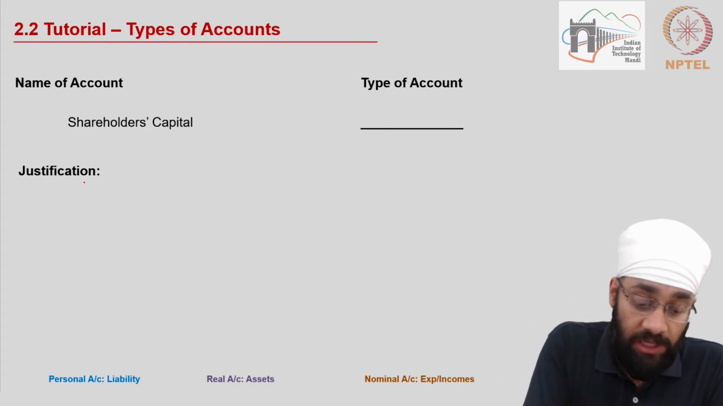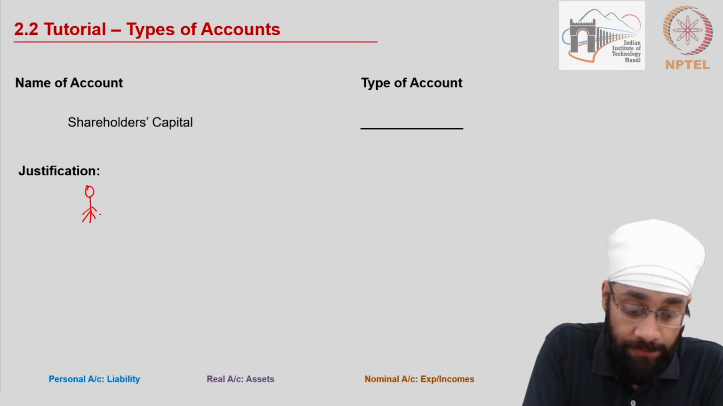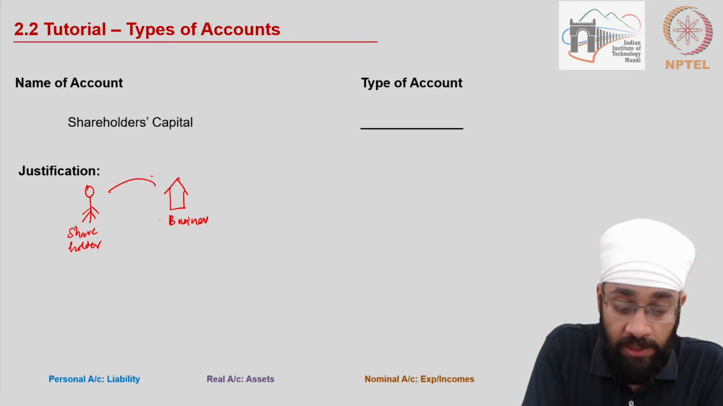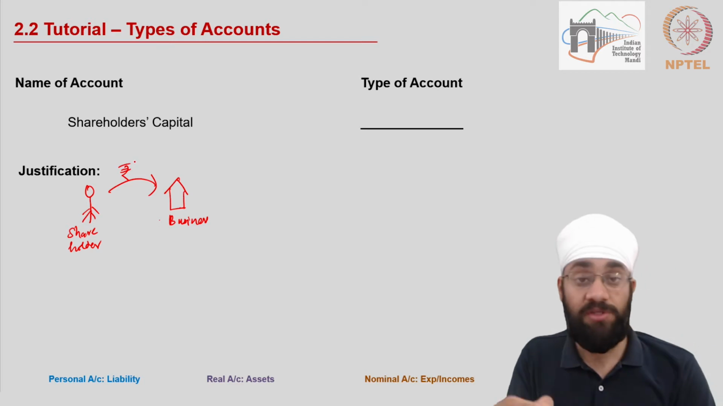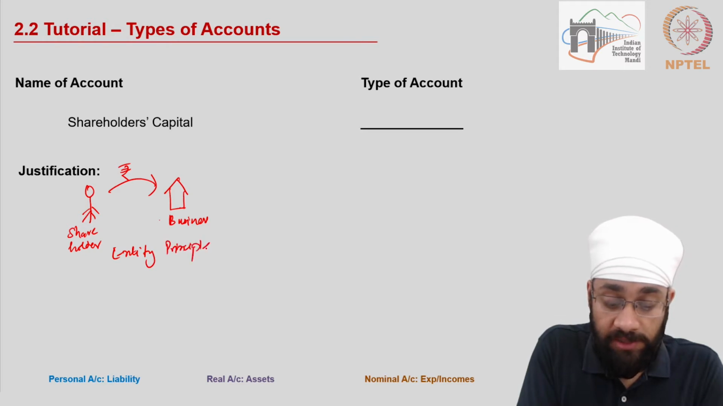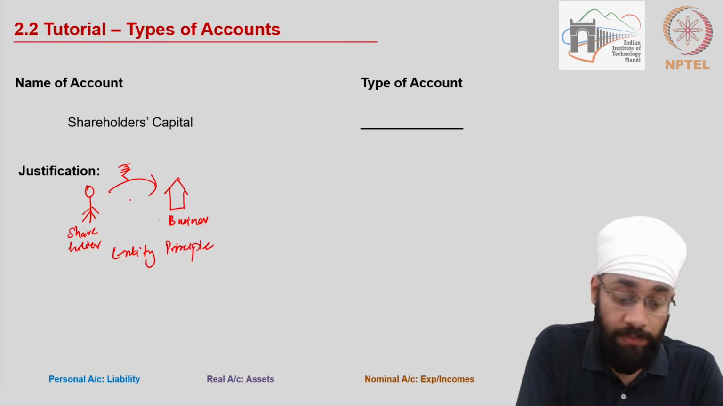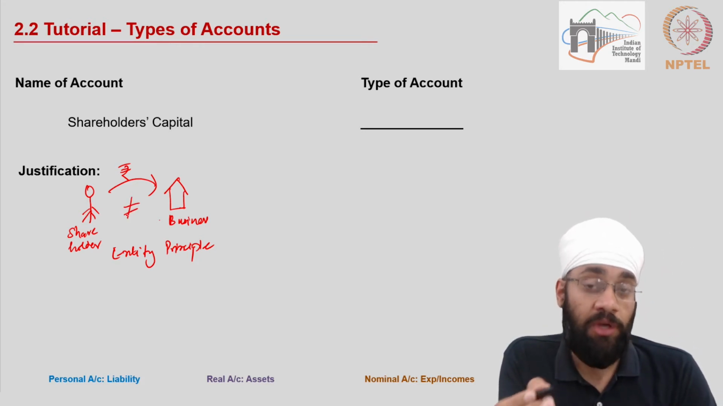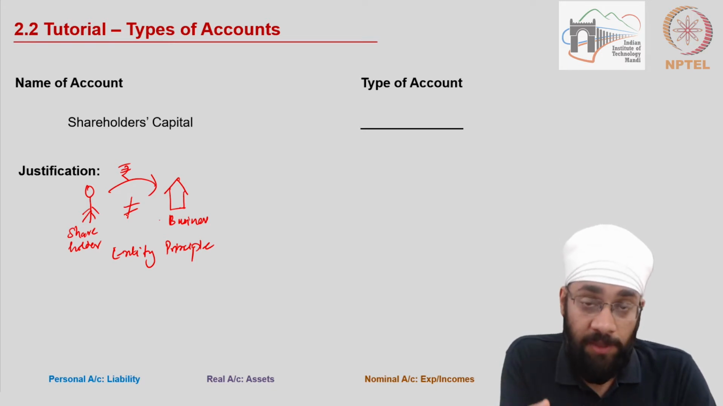All right. Next item is shareholders capital. Now, what is happening here is the shareholder is bringing money to the business. So let's say this is business and this is shareholder. This is the investor. Investor brings in money to the business. And if you remember, according to entity principle, these two are separate. Owner and business should not be mixed. They are not equal. They are not the same. So business should treat owner as a separate entity.